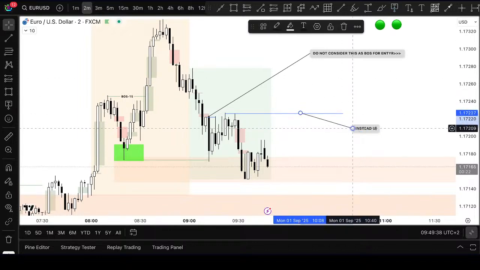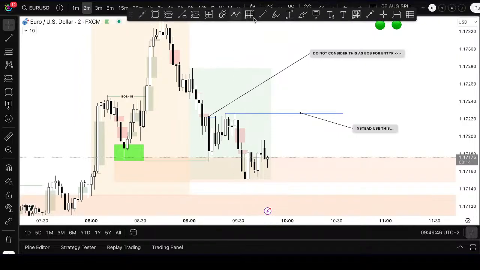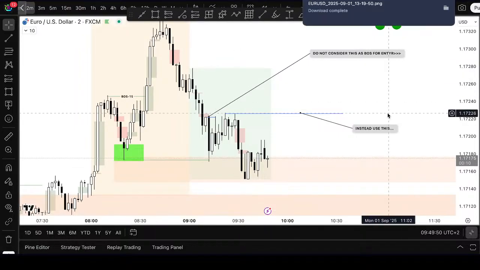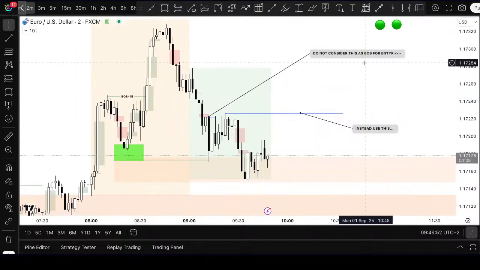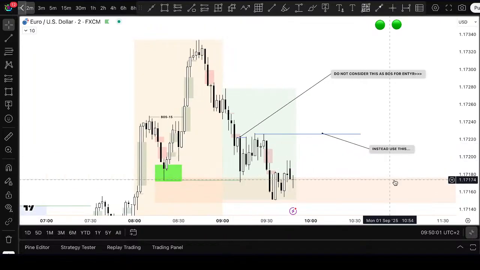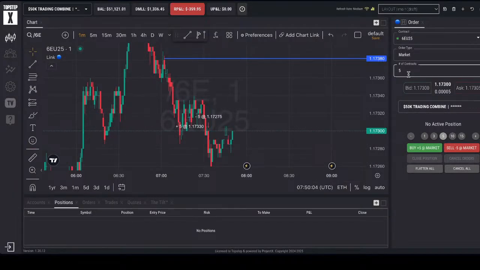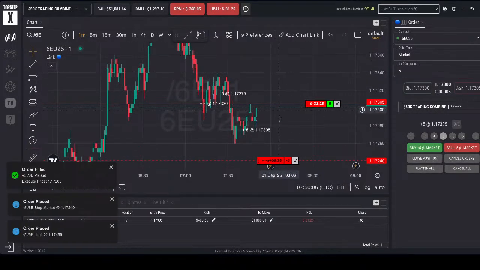Instead use this. Simple as that. Now what we do is we learn this lesson, we download the image. Okay, so we learned that this loss has taught us that we would not consider this again. Same thing. Yeah, we can. I think we can consider this 5, but I'm going with the here. Order filled.